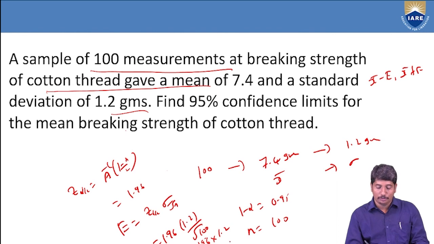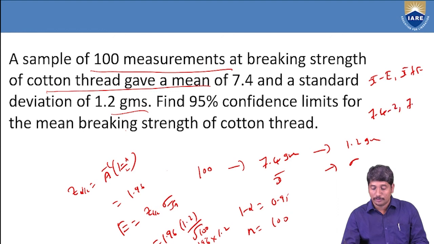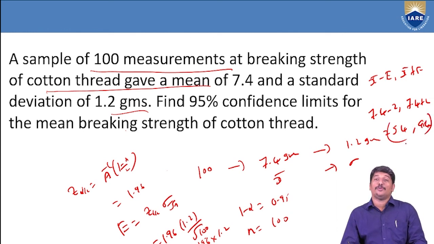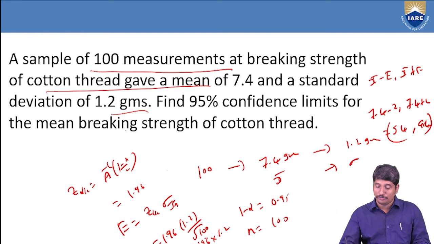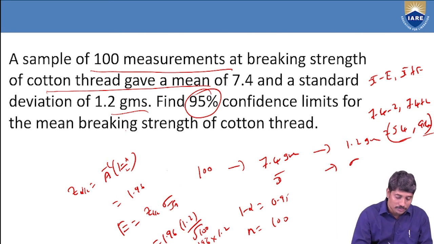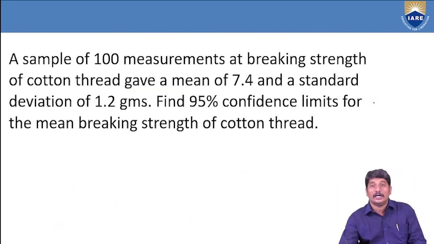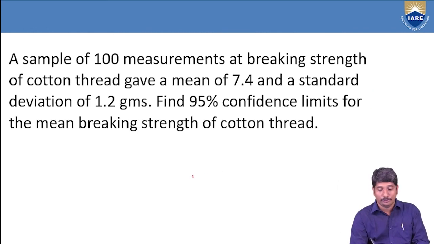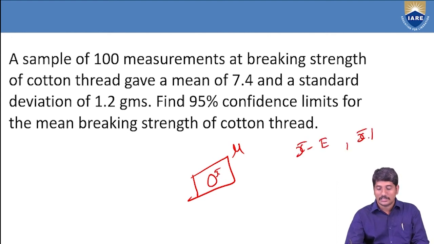That means you will get approximately maximum error as 0.2, and hence x bar minus E and x bar plus E is 7.4 minus 0.2 comma 7.4 plus 0.2, and hence it will be 7.2 to 7.6. That is, you are expecting that the mean of the whole population will fall between these values with 95% confidence. In this way, we can calculate the confidence interval of mu around x bar with the help of the formula x bar minus E, x bar plus E.